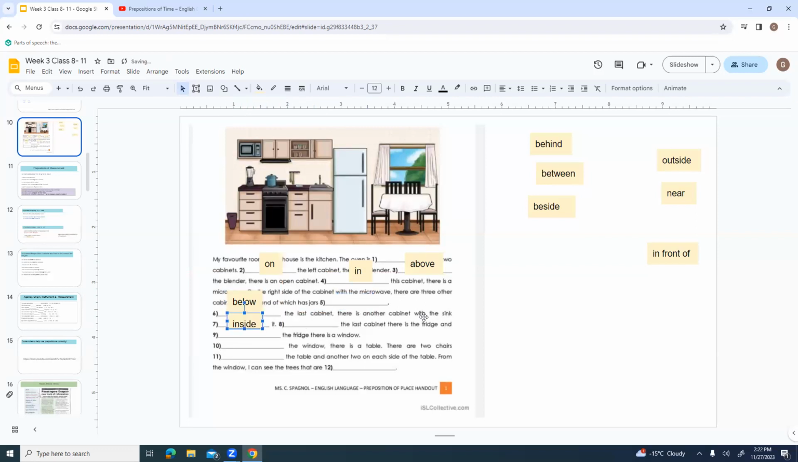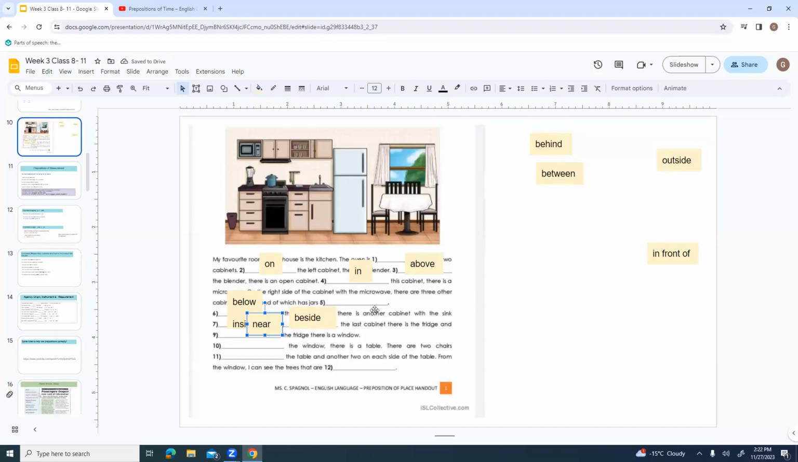The last cabinet, sorry, blank the last cabinet, there is the fridge and something. Next to, near, beside the last cabinet, there is the fridge, and blank the fridge, there is a window. And you could say beside the fridge as well, or near the fridge. That would work.